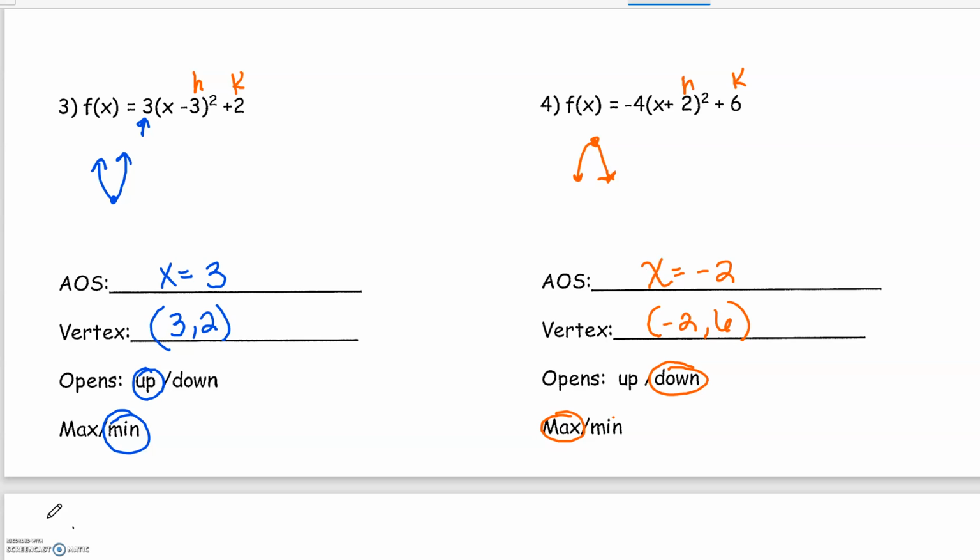All right, double check your answers. Make sure you got 3, 3, 2, up, and a minimum. And if it helps, you might just set this equal to 0 and then solve. And that might help you not to forget to do the opposite. So either just set that equal to 0 or make sure that you do that opposite.